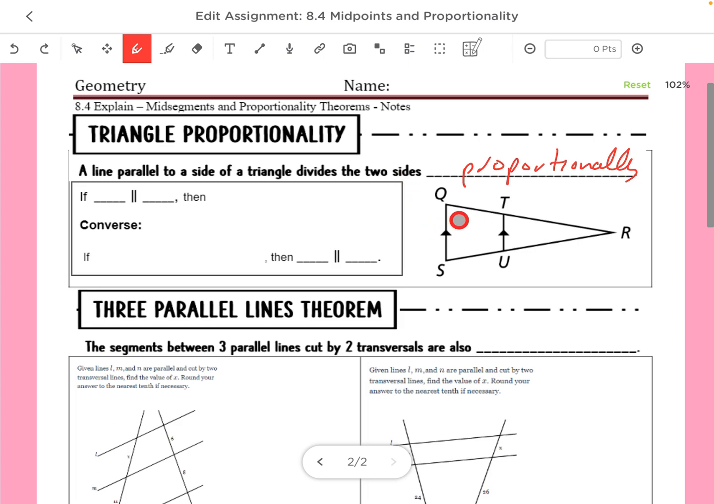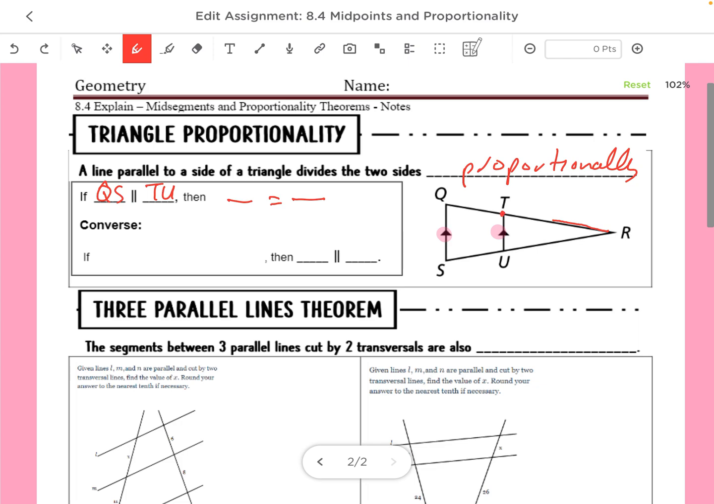Okay, so what does that mean? Let's look over here. QS is parallel with TU, right? QS and TU, that's what this says. So if QS is parallel with TU, then this part relative to this, so if that's true, then the proportion of, say for instance this, right?